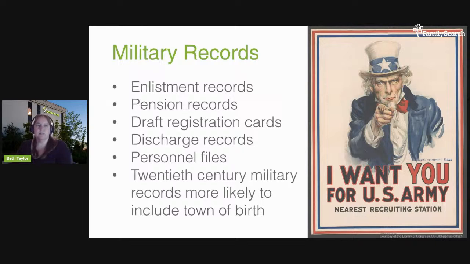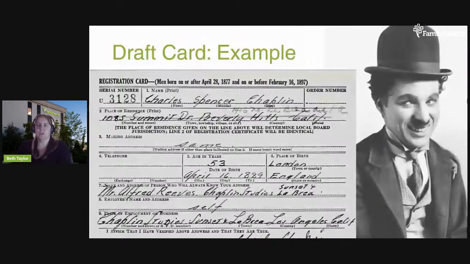That draft was meant to figure out who would be left if we drafted all the younger men, and it includes men who were born between 1877 and 1897. So here we've got all of these immigrants who've been in the country for years and years. And on that World War II draft card, let me pull one up for you, it actually asks the question, where were you born? And they wanted the town or county in your country.